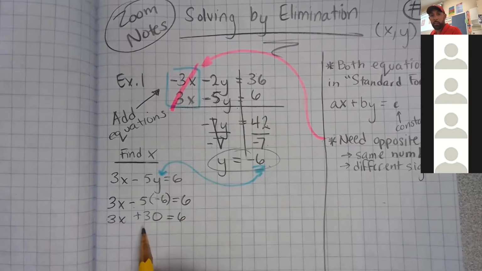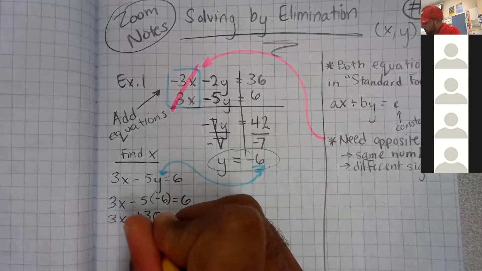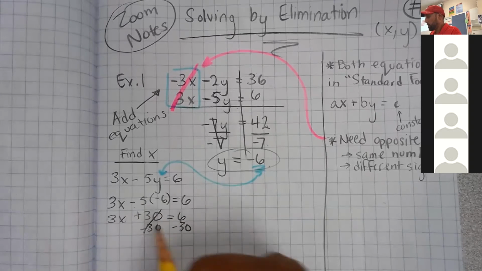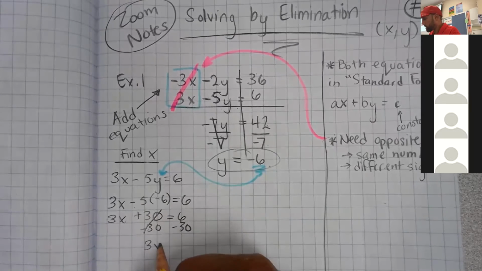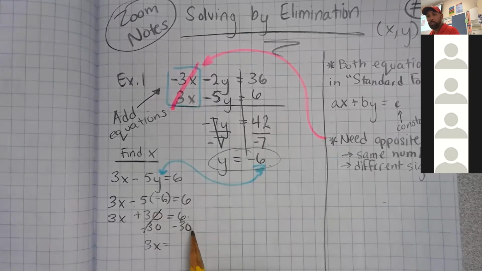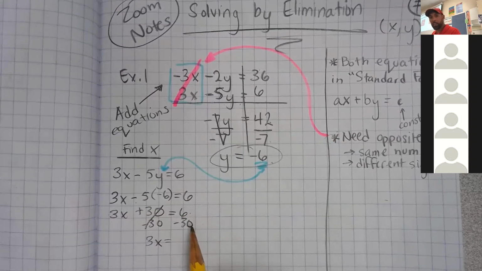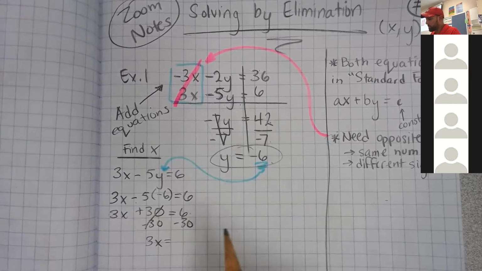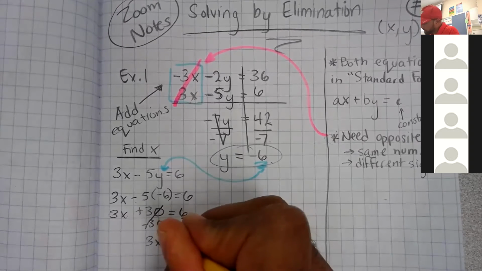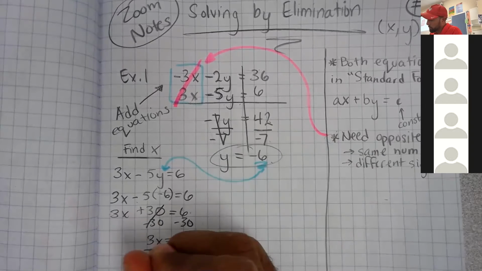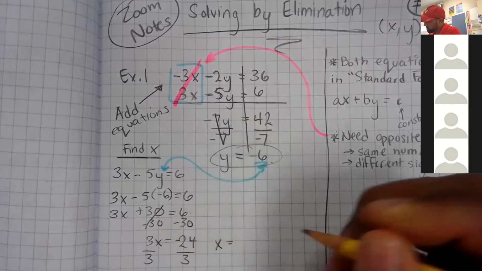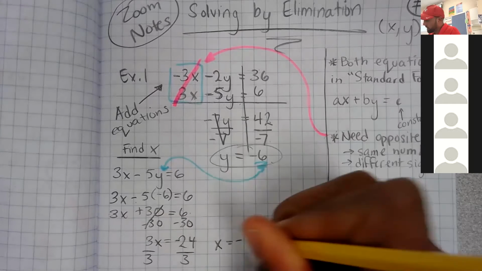And then here, I take away 30 on both sides, and I get 3x equals 6 minus 30. Well, again, if I have different signs, one positive and the other negative, then I just subtract. So 30 minus 6 is 24. The bigger number is negative, so it'll be negative. And my last step is divide by 3. So then x equals negative 8.